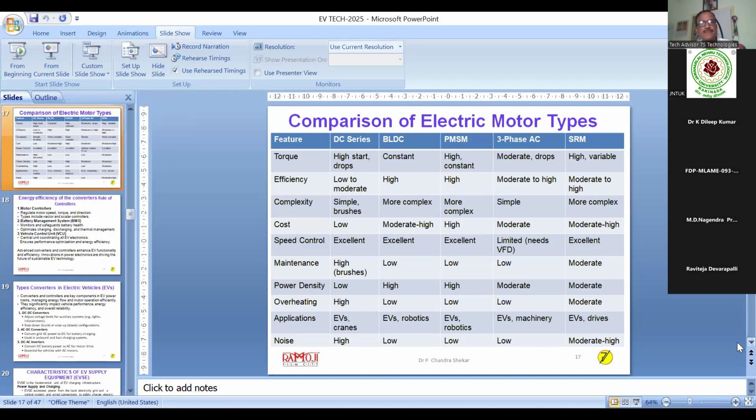Comparison of electrical motors and types. You can see, when it comes to torque, the DC motor has a high start and it drops later on. BLDC has a constant torque. PMS motors: high, torque is high and constant; moderate and drops; high and variable. High and variable is the SRM motors. So when you see the comparison, the BLDC stands good for two-wheelers and three-wheelers. SRM motor and AC motor stand for the higher e-buses and all these things.